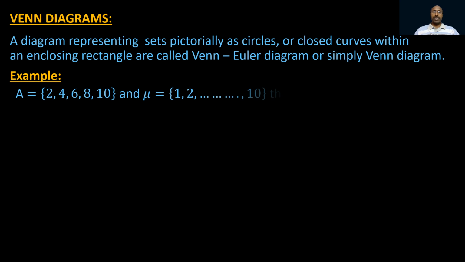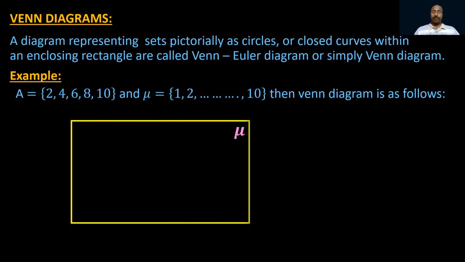So A is equal to the set of elements 2, 4, 6, 8, 10, and the universal set mu is the set of elements from 1 to 10. Then the Venn diagram is as follows. First we draw a rectangle which represents the universal set, and in that we have set A, and set A contains 2, 4, 6, 8, 10.